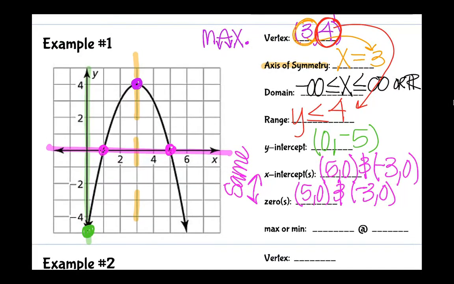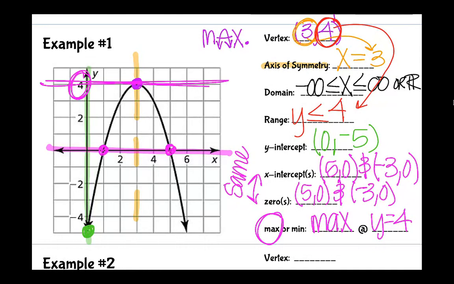Max or min, again, we already discussed. This is a max at y equals 4. Again, that's where it stops right here at that 4. So that's how we know that. And that's how you tell the attributes from a graph. Pretty cool, huh?